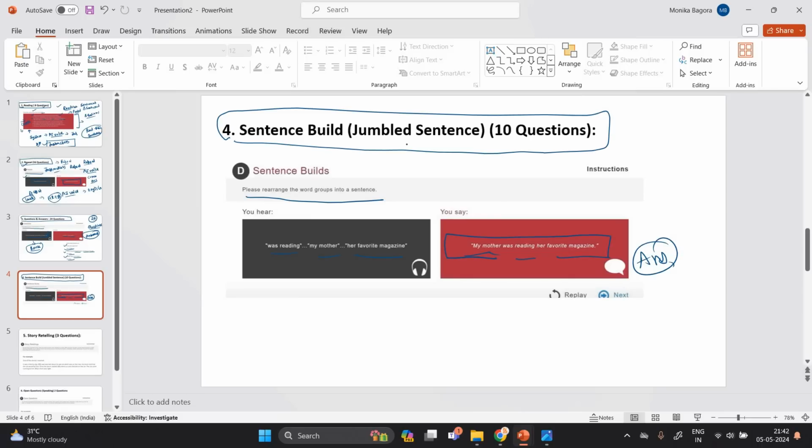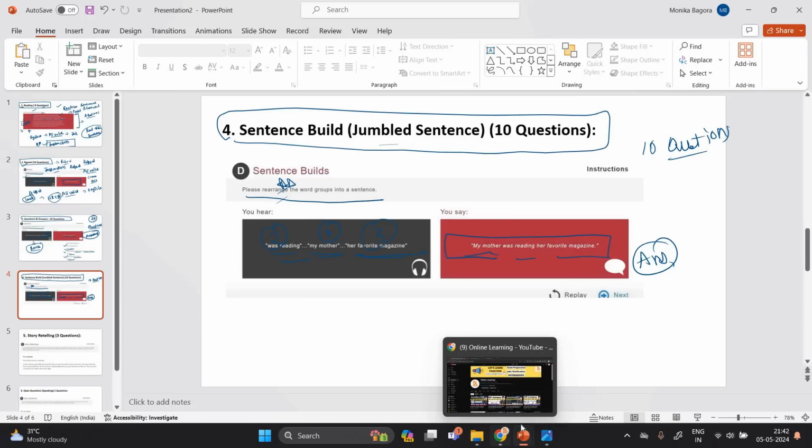So there is a jumbled sentence, मतलब sentence अलग अलग दे रखे हैं, आपको एक meaningful या फिर आपको rearrange करना है sentence. In that 10 questions are there. Okay guys, so this is a very important point. देखो कैसे बनेगा. My mother was reading her favorite magazine. So the first sentence is this, second is this, and third is this. So this type of sentence you have to build and answer the particular questions.